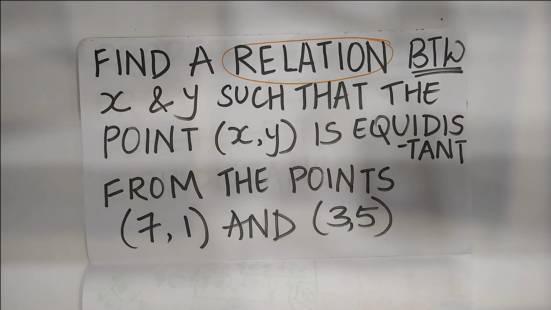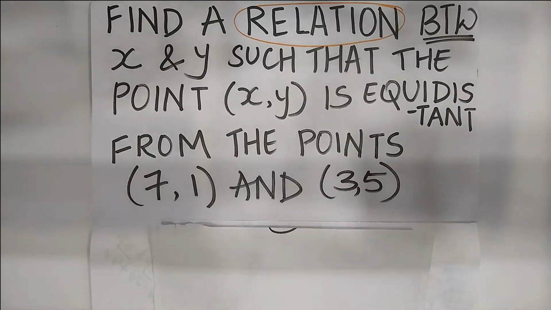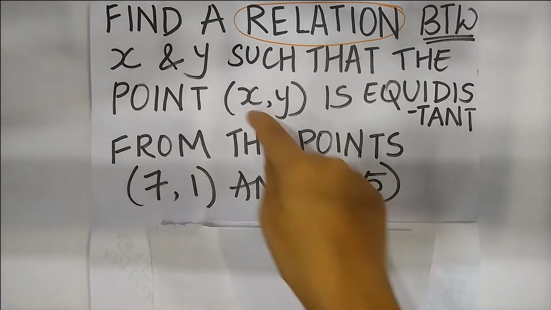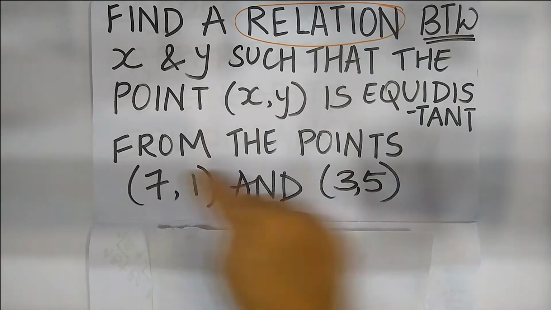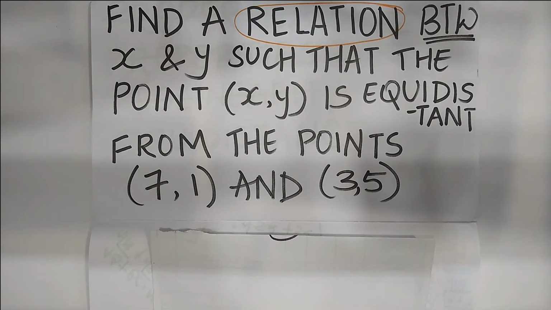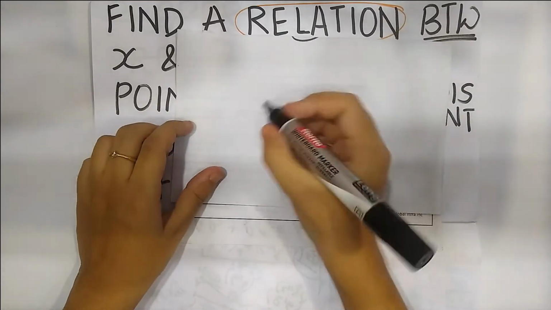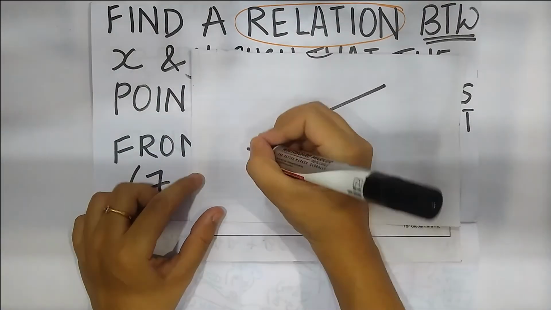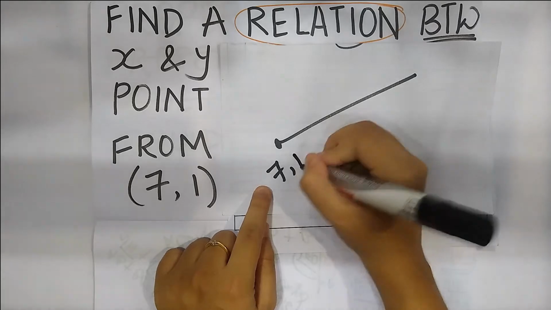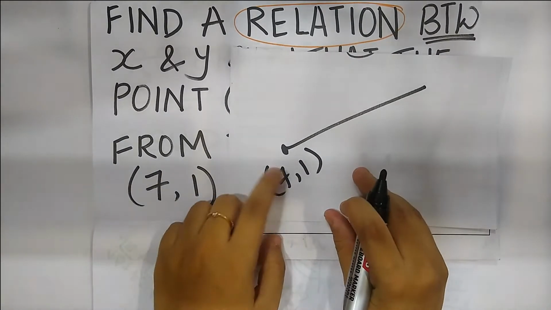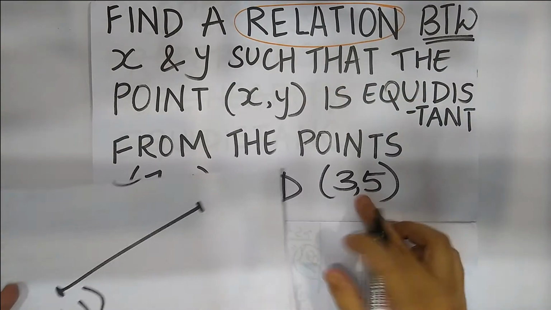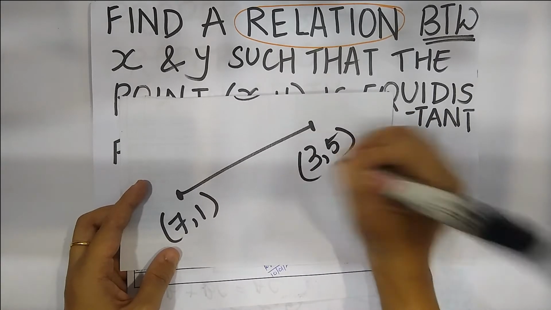Now let me translate this whole statement into a diagram that will make you understand this better. So what do they say here? Find the relation of this point which is at equal distance from these 2 points. So when they say that this coordinate is at equidistance from these 2 coordinates, what they are trying to say is that I have this line, alright, this coordinate here is 7 comma 1 and this coordinate here is 3 comma 5.